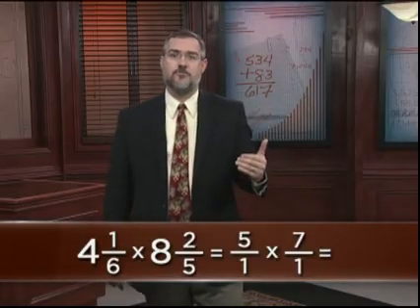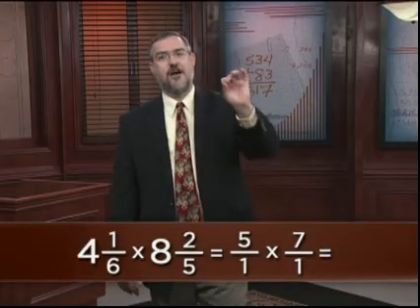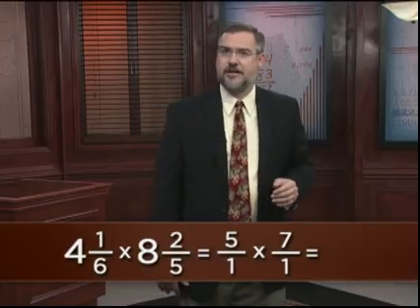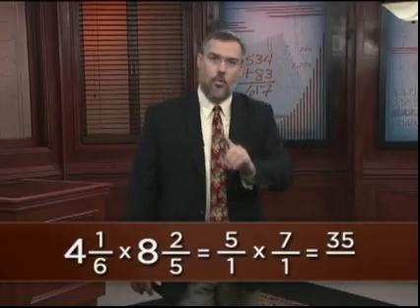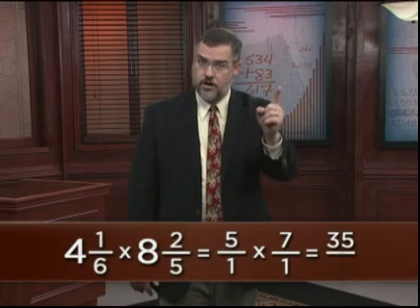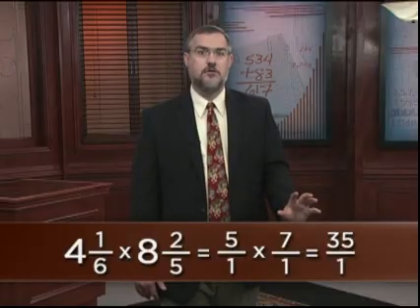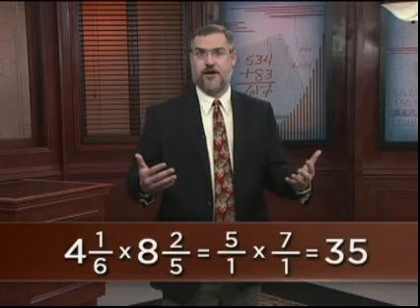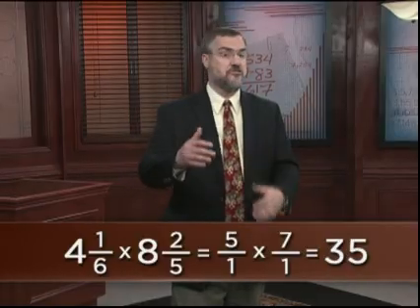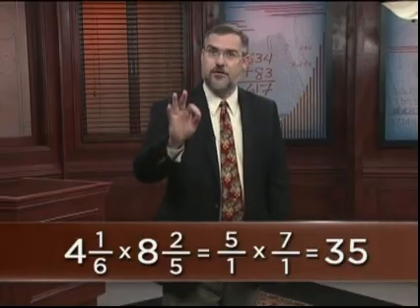So let's perform those multiplications now. 5 times 7, I know from my multiplication facts, is 35. 1 times 1 is 1. Don't forget, 1 times 1 is 1. And so my answer is 35 over 1, which is just a disguised version of the whole number, 35. So if you got that answer, you're doing a wonderful job with the multiplication with mixed numbers.